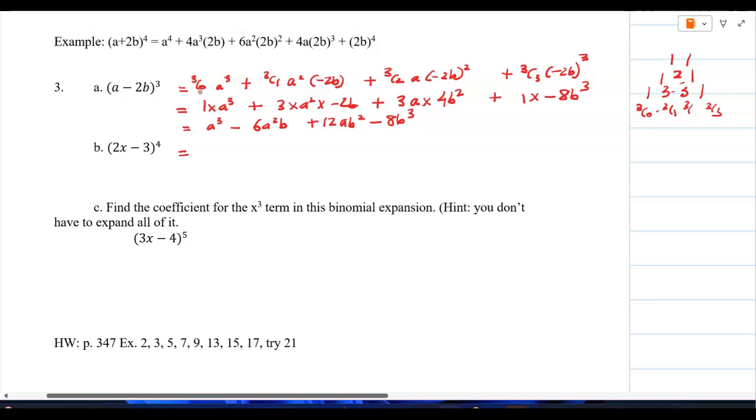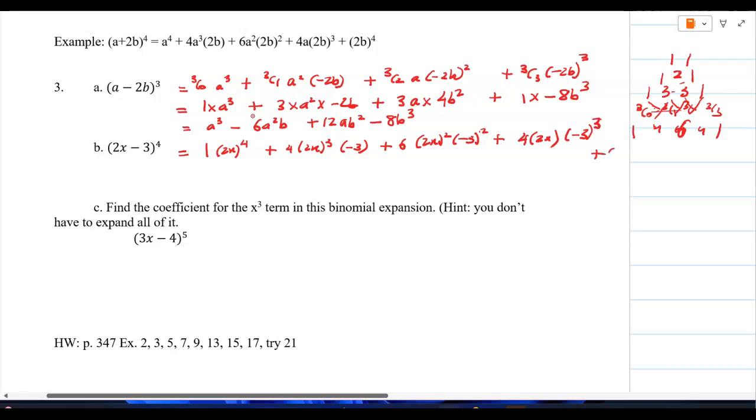Try this one. Approach it: first of all, give yourself space. You draw the Pascal's triangle. Now raised to 4, this will be 1, 4, 6, 4, 1. So 1 into (2x) raised to 4, plus 4 (2x) cubed into minus 3, plus 6 (2x) squared into minus 3 squared, plus 4 (2x) into minus 3 cubed, plus minus 3 raised to 4.